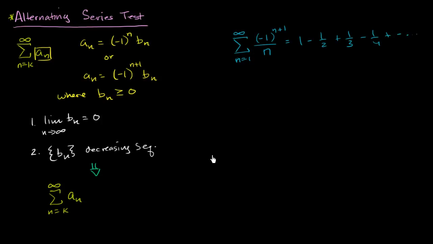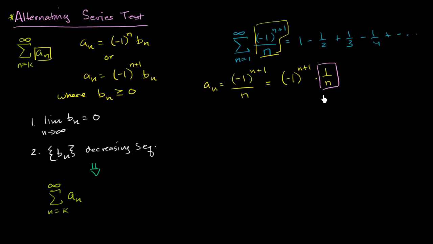Now, can we rewrite this a sub n like this? Well, sure. The negative 1 to the n plus 1 is actually explicitly called out. We can rewrite our a sub n. So a sub n is equal to negative 1 to the n plus 1 over n. This is clearly the same thing as negative 1 to the n plus 1 times 1 over n, which we can then say this thing right over here could be our b sub n.